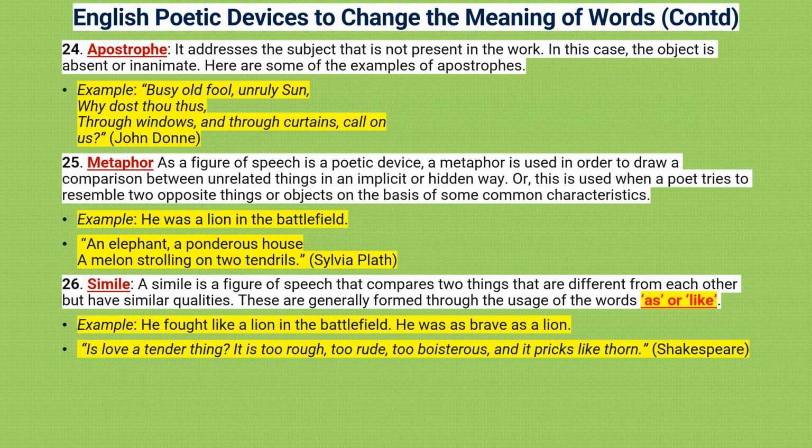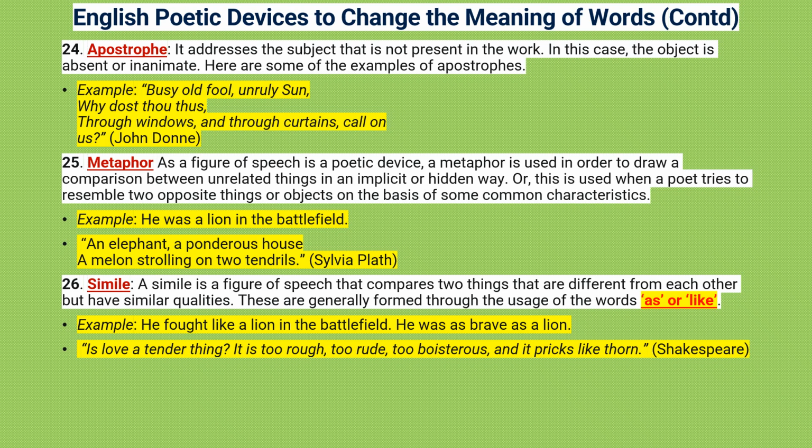Now, this slide is important because we have important poetic devices in it. The first one is apostrophe, the second is metaphor, and the third is simile, out of which metaphor and simile are very common and also very confusing, not from my point of view, but from the students' point of view. Let's first discuss what apostrophe is. It addresses a subject that is not present in the work. In this case, the object is absent or inanimate.